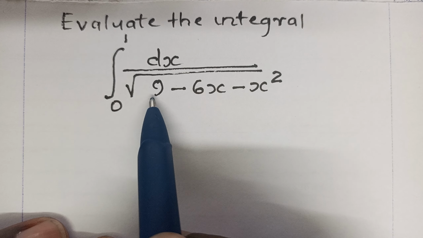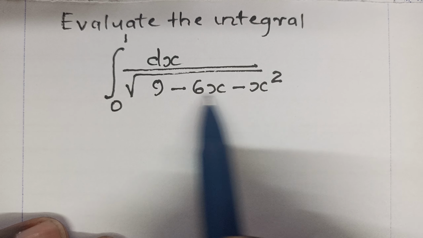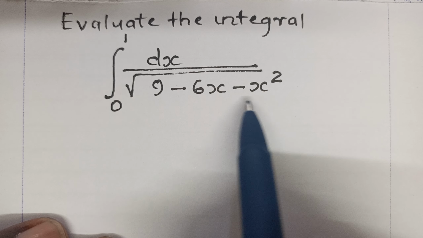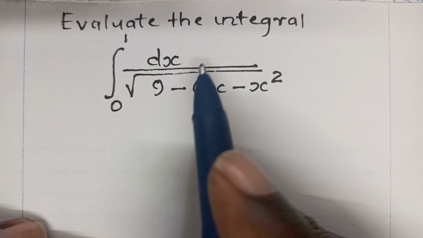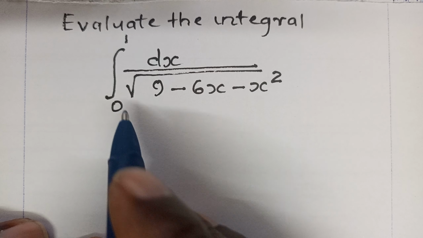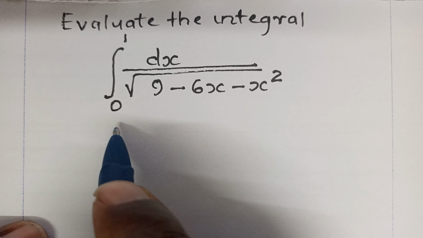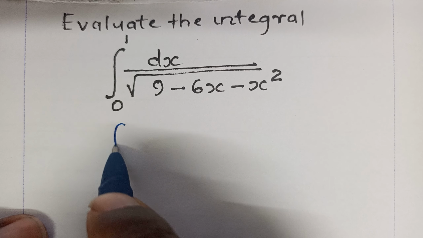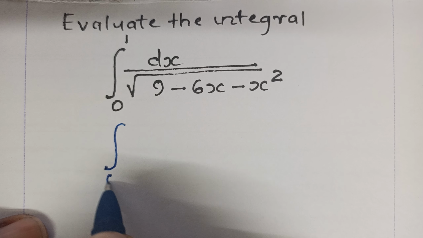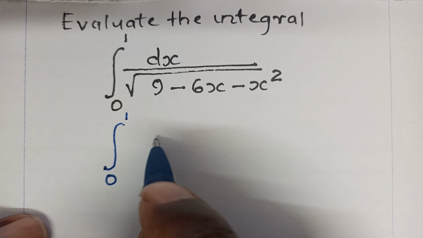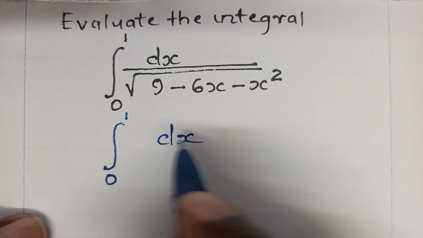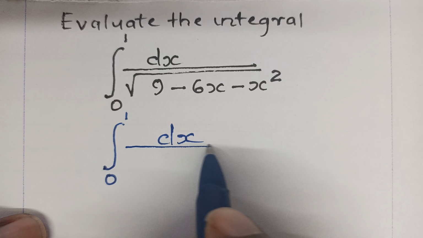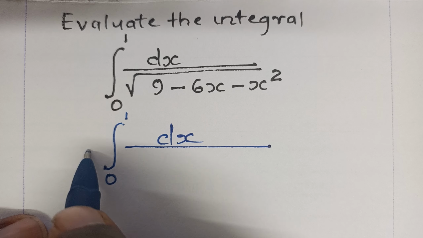The first thing guys we are going to do is complete the square for this. And we can do it first of all by multiplying by negative, and that we do because we require x squared here. We require this x to be x squared. And so therefore, we shall have the integral from 0 to 1 of dx. And now we can factor out or multiply by negative.